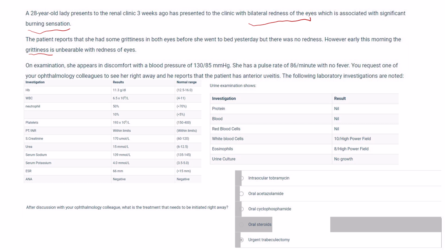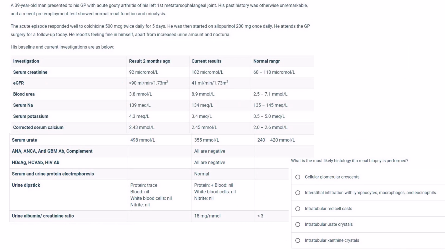And in the lab investigations, there is high serum creatinine, there is high ESR, and the ANA is negative, meaning that there is no autoimmune disease, and there are some eosinophils in urine, so she also has acute interstitial nephritis. So this case is tubulointerstitial nephritis with uveitis, and the answer is oral steroids to treat this case. Next case.